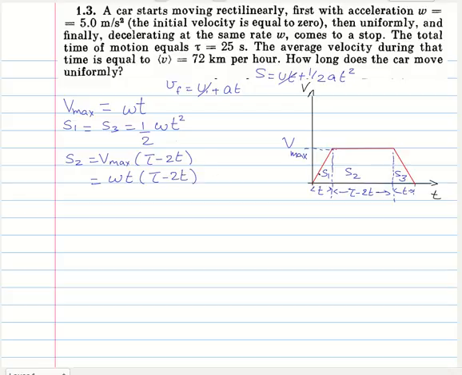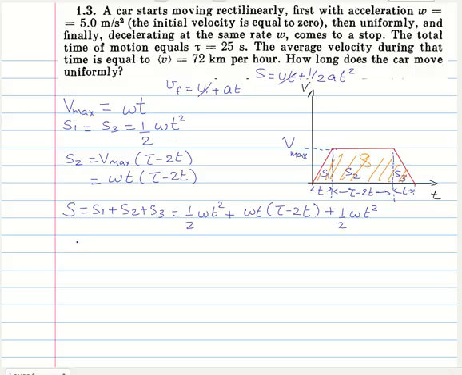So what is the total distance that we have covered? I want to find the total distance that has been covered. Let us call this distance S. So the total distance is S1 plus S2 plus S3, which is equal to half times wt square plus wt into tau minus 2t plus half times wt square.